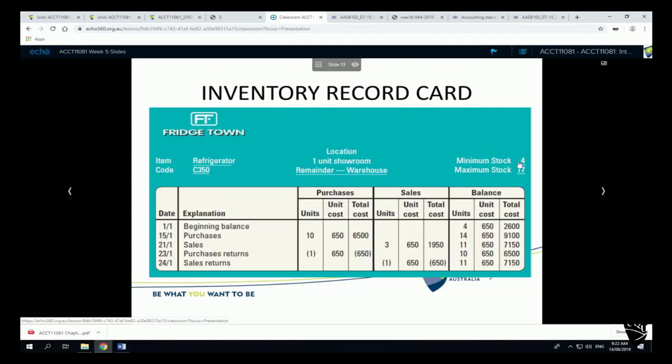And also you can see there are minimum and maximum stock points for ordering, and also the movement in the stock during the period. So you can see there's a beginning balance at the beginning of the month. Then we've had purchases added to it, sales reducing it, purchase returns again reducing it, so that's us returning something we've purchased, and also sales returns, that's our customers returning something they've purchased to us, which increases the balance. Unless it's faulty, in which case we have to write it off.